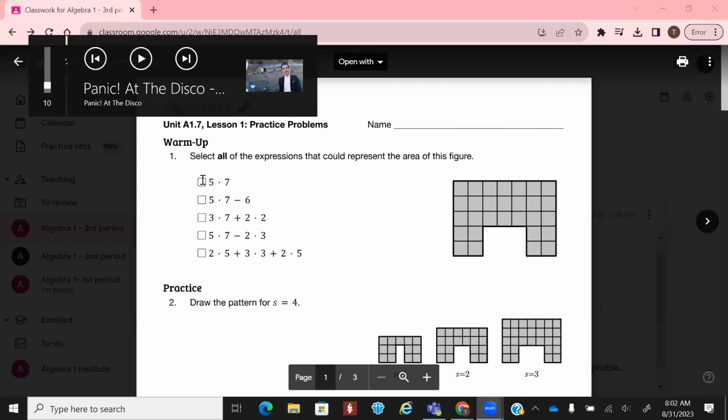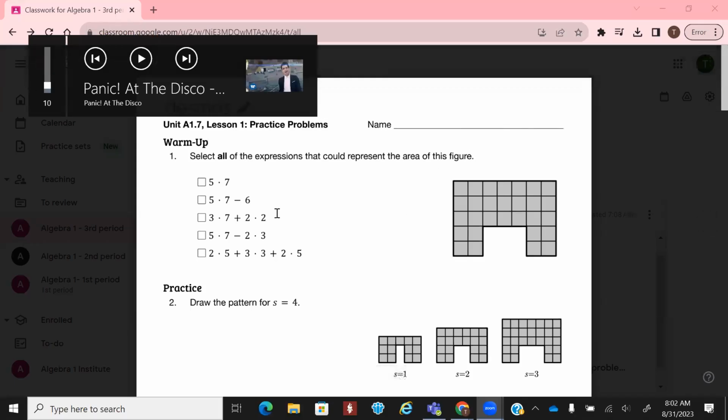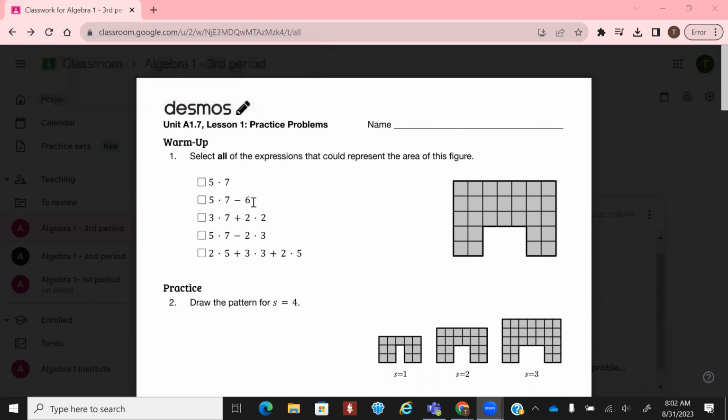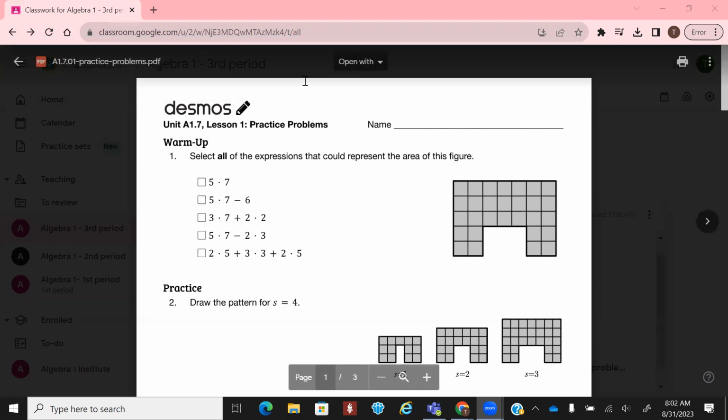So on this first one, select all the expressions that can represent the area of this figure. Which one did you pick? A, B, C, D, or E? B. Okay, so talk me through this logic. Y'all said B, D, E for the most part. Somebody said C.